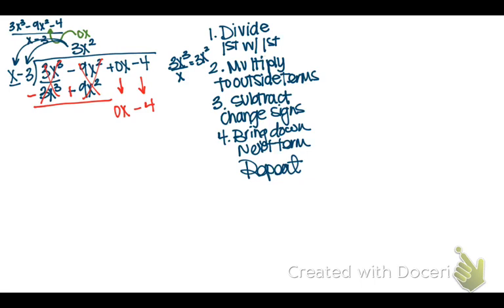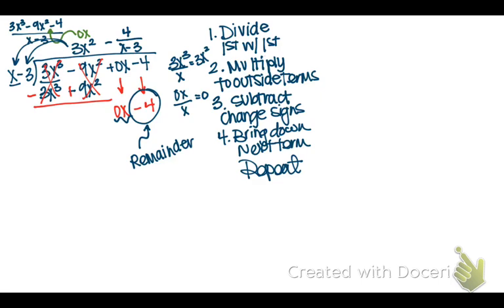Okay, and then if I divide here first with first, I have 0x divided by x, which is 0. So I'm not going to put that up here, which means that if you do negative 4 divided by x, you can't do that. It doesn't give you a simple term. So this must be our remainder. So then this would be minus 4 over x minus 3.